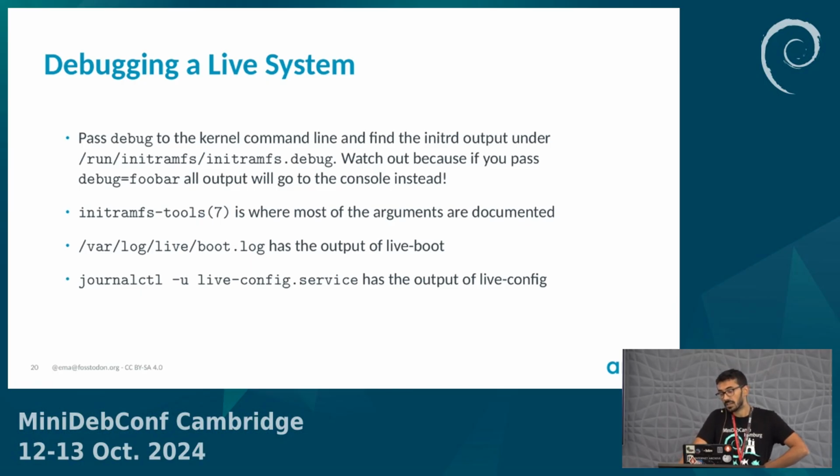If you pass debug equals anything, this changes. So you do get debug output, but not in that file. You get it to standard output, well, to the console instead. Important to know. Init ramfs tools, the man page has a lot of documentation and explanations about all the possible arguments. And there's also a file under var log live boot.log, which is the output specific to the live boot script. So by looking at init ramfs debug and boot.log together, you should get a good idea of what exploded in the early part of the boot process.